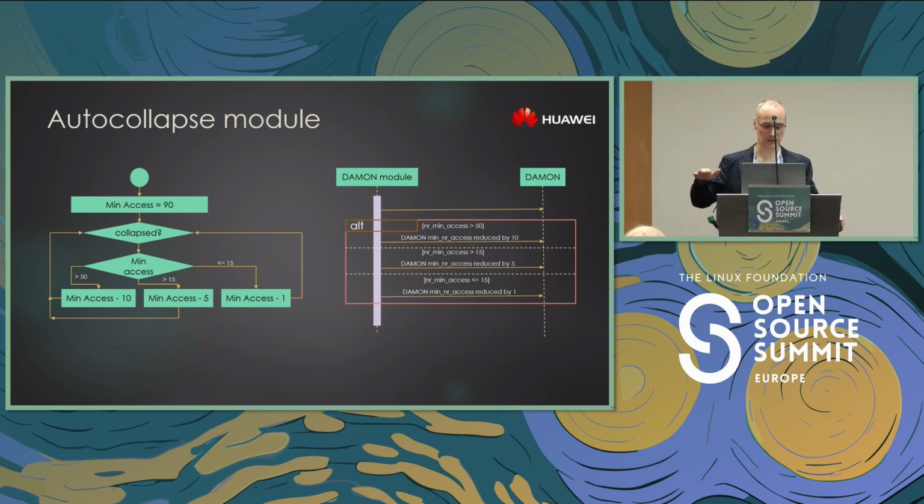any collapse happened. If it doesn't happen, you would just slowly lower the amount of memory accesses until a collapse happens. At that time, it will just stop there. It will stop lowering the memory accesses. It will just let Damon keep working in the background. This loop happens around every 5 seconds, something like that. In our benchmarks, it was more or less okay.